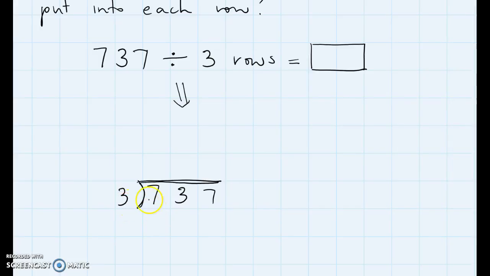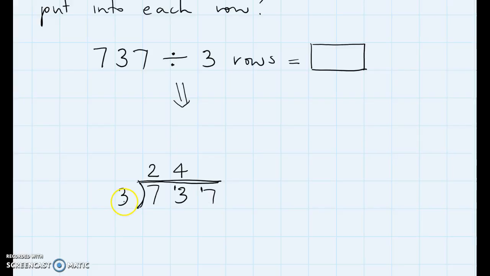How many 3's can go into 7? 2 times, because we know 3 times 2 equals 6, which means that we've still got 1 left over, so we put the 1 left over in that 10th column. How many 3's can go into 13? Which is 4, because I know 3 times 4 is 12, which means there's a 1 left over as well.